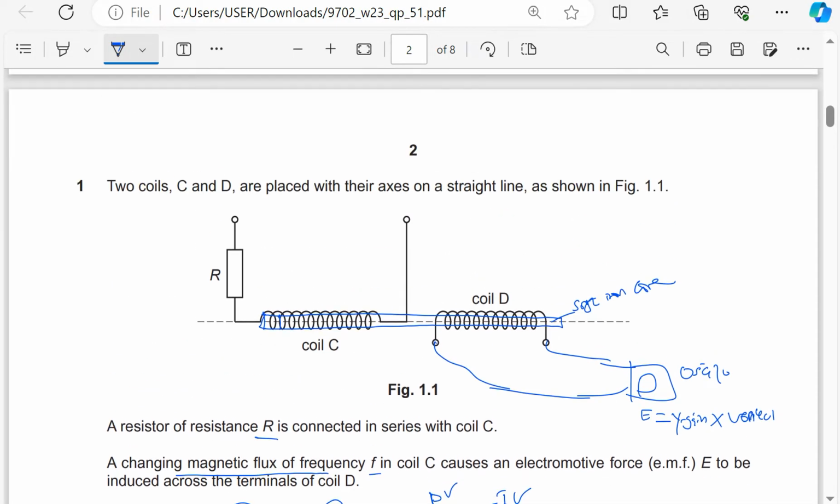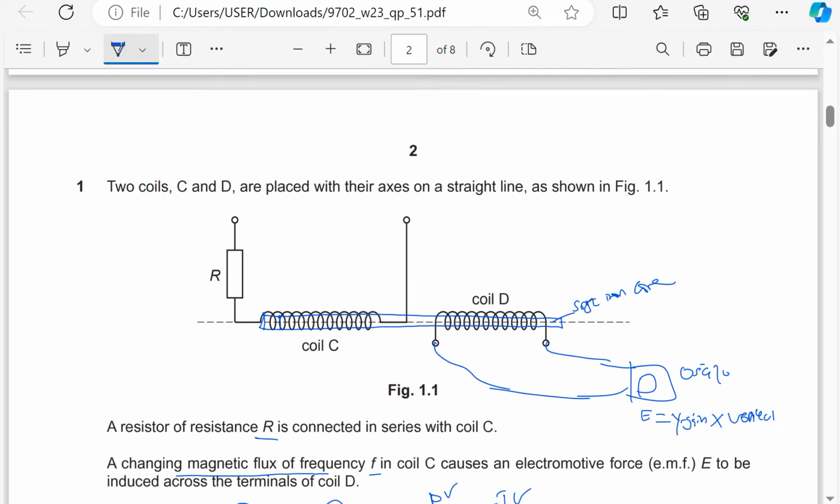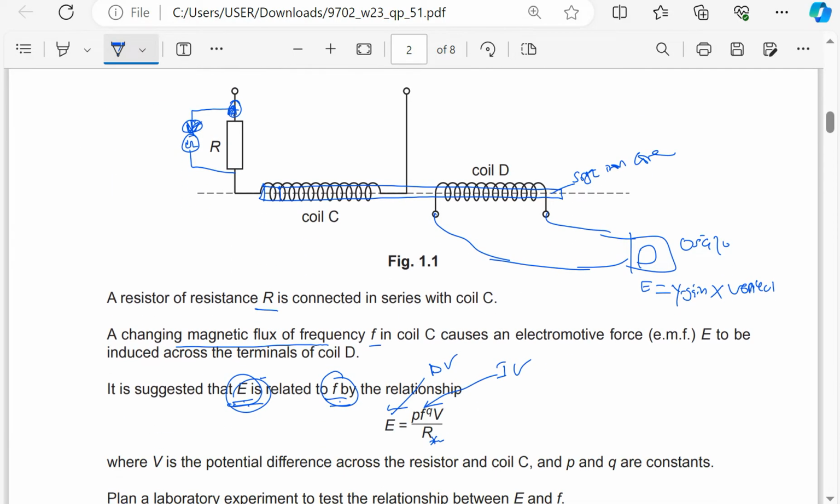Okay, so this side, if R does not remain constant, then it affects E. So I must ensure that R is constant. I can measure R by using an ohm meter, or I could put here an ammeter and a voltmeter. So I'll choose an ammeter and a voltmeter in the place of an ohm meter, to measure R, and I'll find R from V over I.